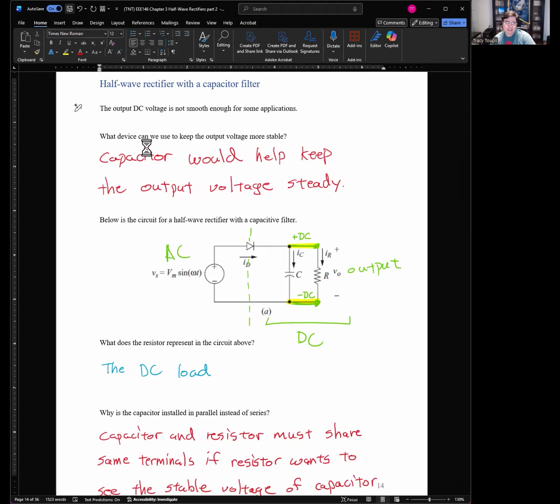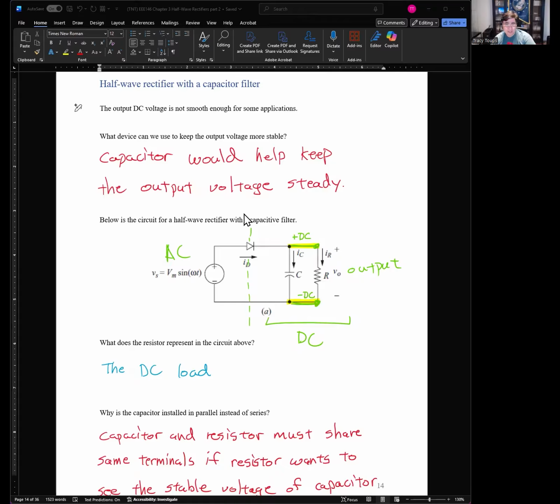Okay. What device can we use to keep the output voltage more stable? Well, a capacitor would definitely help keep the output voltage steady by being a tank of energy to keep the voltage high in case the voltage disappears. Or if we have too much voltage, the capacitor will absorb the energy instead of passing it to the rest of the load. Okay. So below is a circuit for a half-wave rectifier where we could put this capacitor right here. And this capacitor will help control the positive DC voltage and the negative DC voltage. So your output voltage will be more stable with this capacitor in parallel.